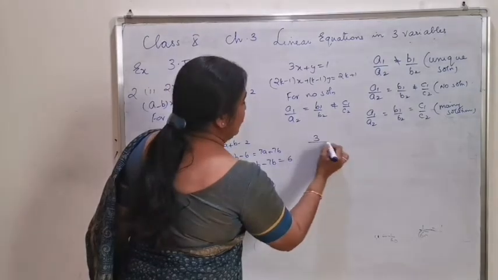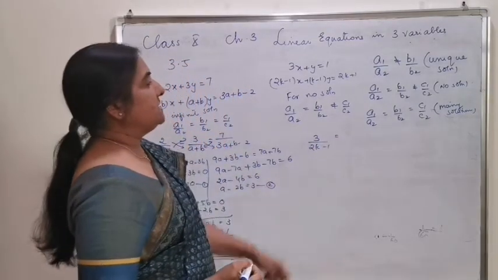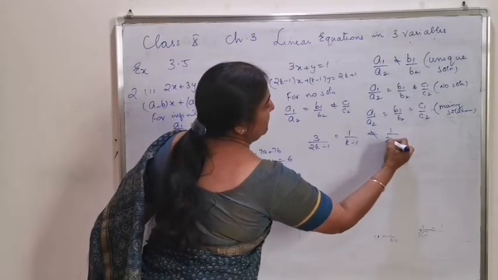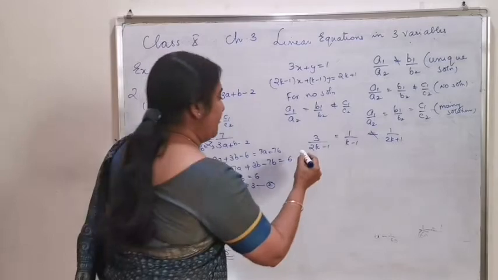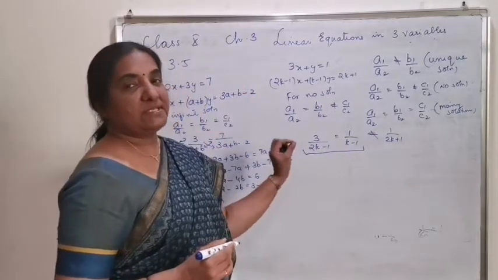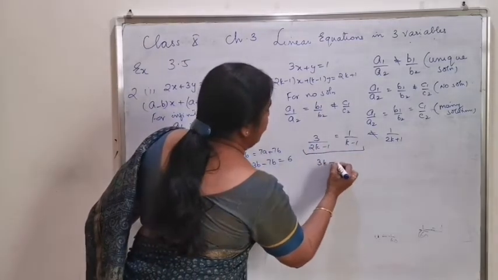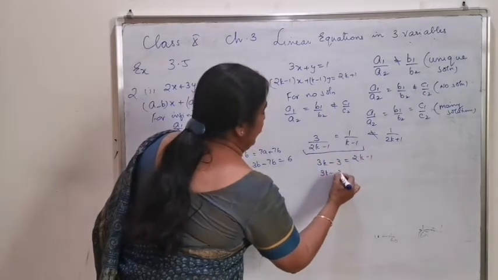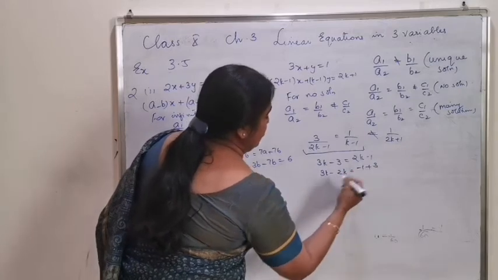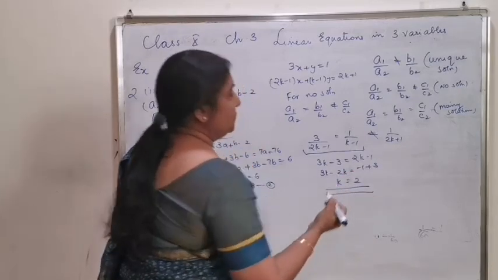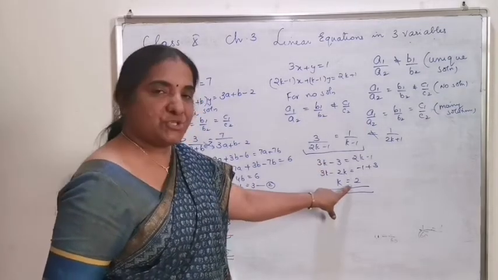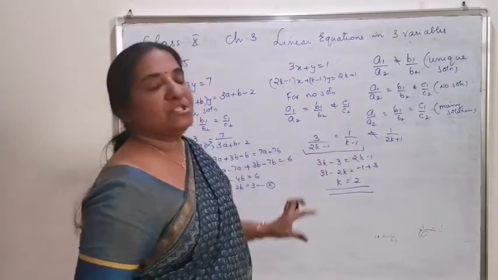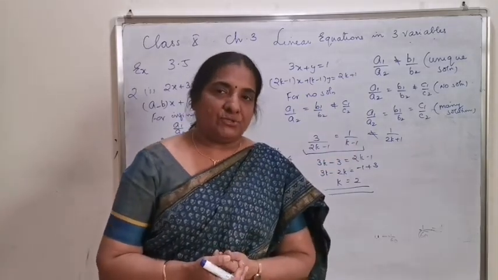That is, 3 by 2k minus 1 is equal to 1 by k minus 1 not equal to 1 by 2k plus 1. We have to just find out the equal part only. 3k minus 3 equal to 2k minus 1. 3k minus 2k is equal to minus 1 plus 3, or k is equal to 2. That is, when the value of k is 2, the two ratios will become equal, and so the lines will be parallel and there will not be any solution.